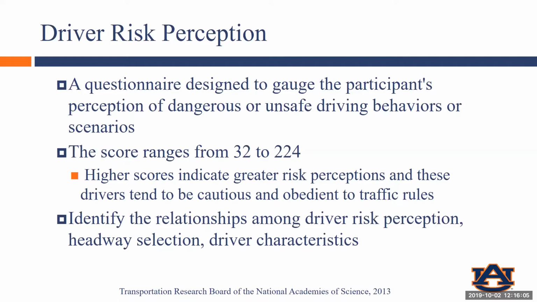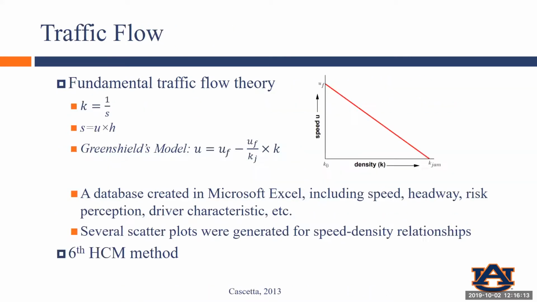So we try to identify the relationship between the driver risk perception and their headway selection in this study. For the traffic flow, we use the fundamental traffic flow theory: the flow rate equals speed times density. And if the speed-density relationship is linear, the Greenshields model can be used. So we try to fit the data we collect using this fundamental traffic flow theory.